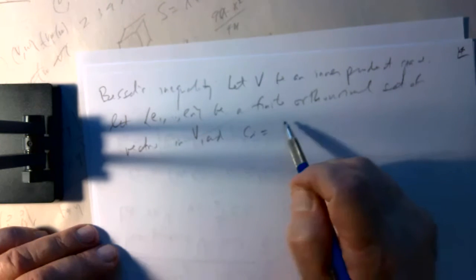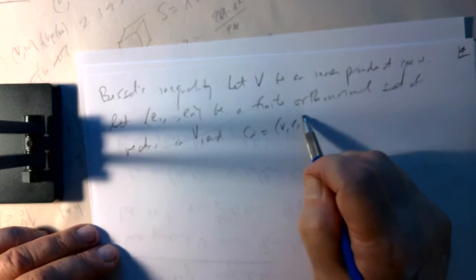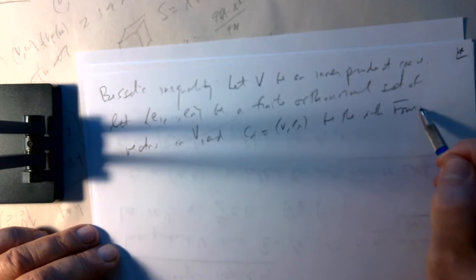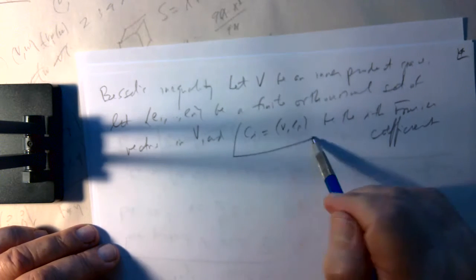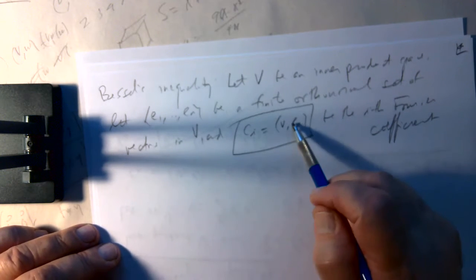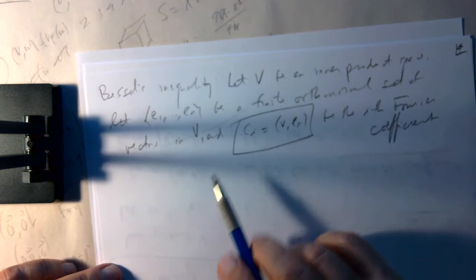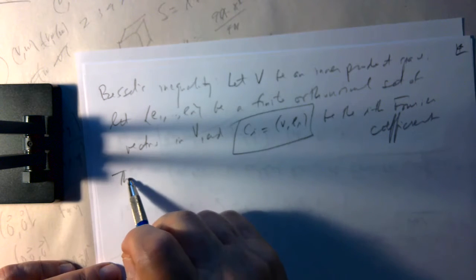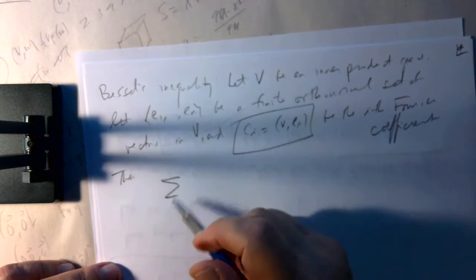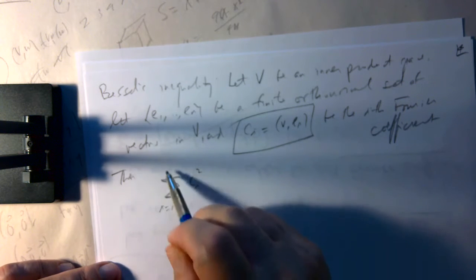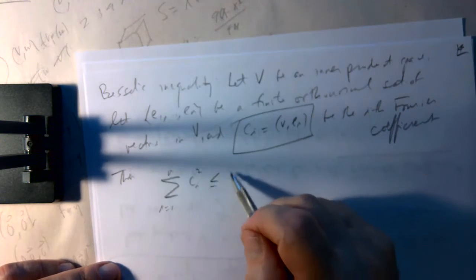And let C sub I be the inner product of V with E sub I, be the ith Fourier coefficient. Okay. I mean, the definition of this is the ith Fourier coefficient with respect to this finite sequence of vectors. Then, and this is the inequality, if you take the sum of the squares of the Fourier coefficients, that's equal to or less than always the square of the norm of the vector.